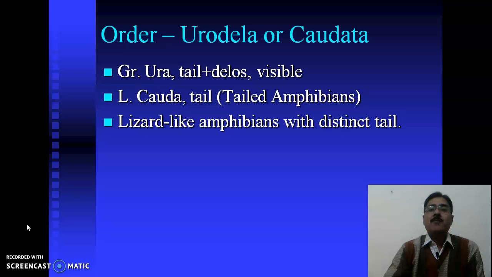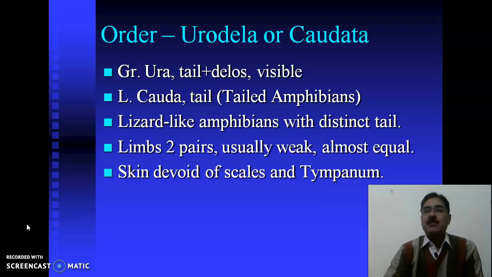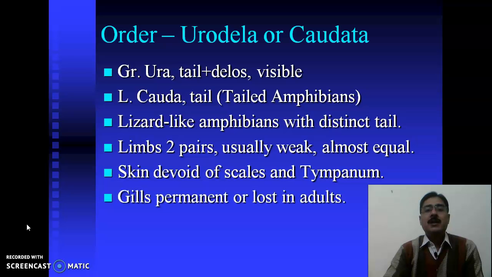They are lizard-like amphibians with a distinct tail. The limbs are two pairs. It means one pair of forelimb and one pair of hind limb, which are generally weak, not as strong as those of reptiles, almost equal, with tetradactyl forelimb and pentadactyl hind limb. The skin, again like the frogs and toads, is devoid of scales, and tympanum is also absent. The gills are permanent or lost in some species. It means lost in some adults.